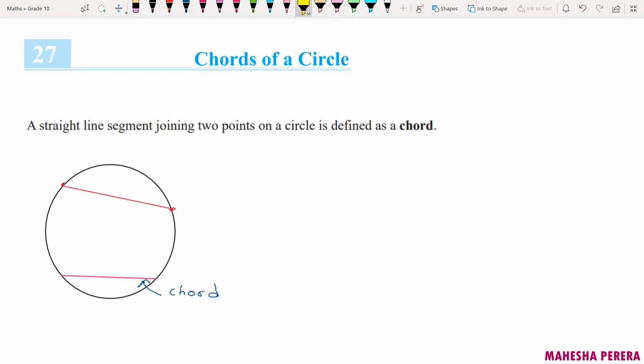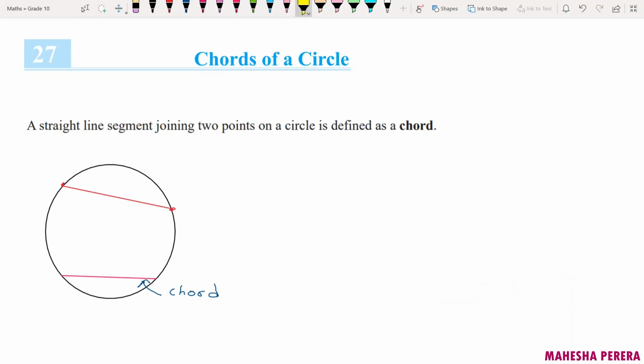Hello students, in this video I'm going to discuss chords of a circle. We are going to learn the theorem related to chords of a circle and also the converse theorem related to chords of a circle and their application, also proving riders using these theorems.